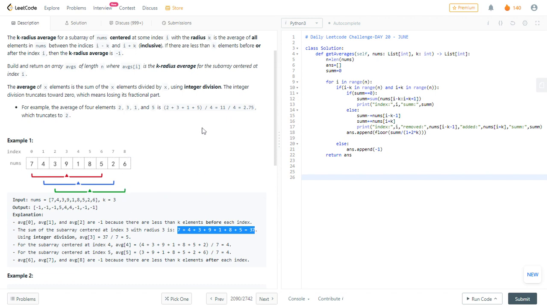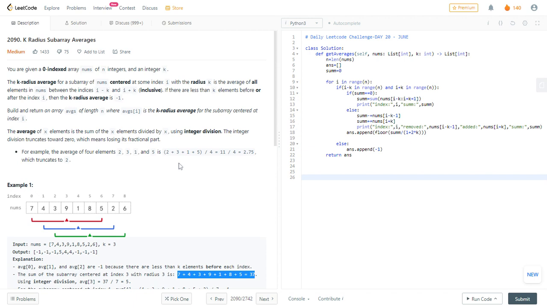Let's see the question and we will understand the details. I have explained what it is, but let us see the words given in the question. The radius average of a subarray of nums centered at index I with radius k is the average of all elements in nums between indices I minus k and I plus k inclusive. So for index I, what we have to give in the answer array is the average of all numbers between the indices I minus k and I plus k inclusive.